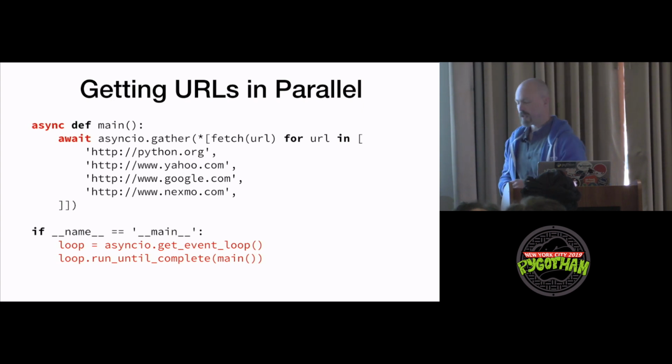Because main is a coroutine, we need to get hold of an event loop to run it. We can't just call it like we can a normal function. So the last two lines of code are just getting the current event loop, passing the coroutine to it, and then allowing it to run.